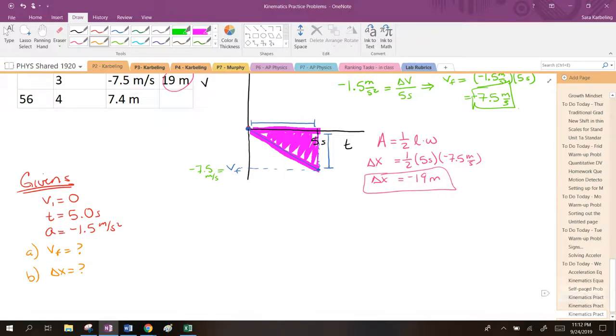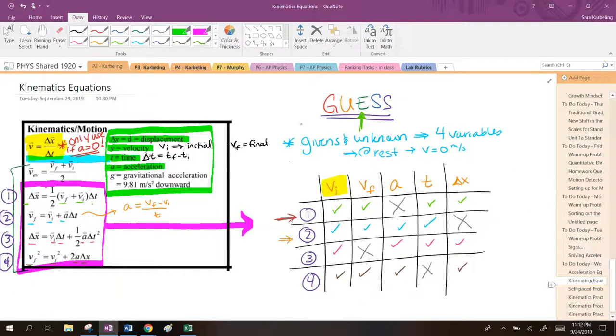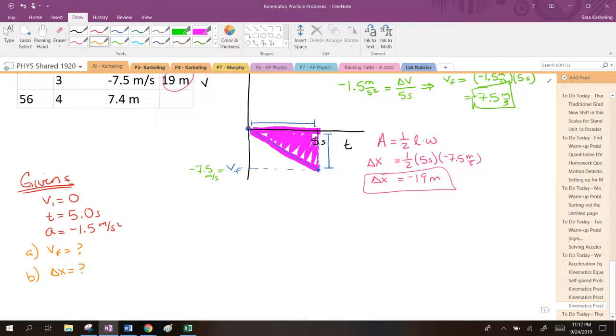If we go back and take a look at our equations, we're looking for something that doesn't have anything to do with displacement. And if you recall, that was that second equation that we had: VF is equal to VI plus A delta T. So let's go ahead and find that one. So we'll write that down. VF equals VI plus AT, okay?